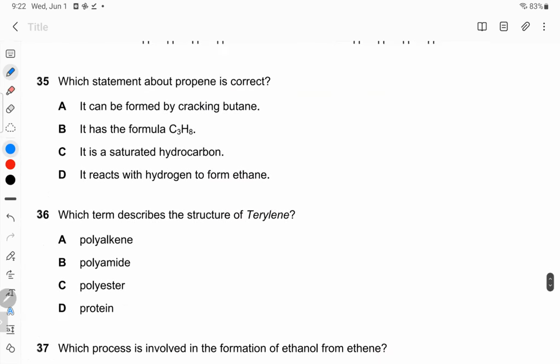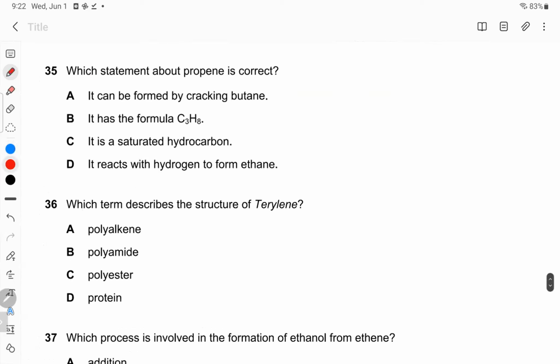Question number 35. Which statement about propene is correct? Propene is C3H6, which means it is an alkene. It can be found by cracking butane. Yes, butane has more carbon, so it can be cracked and broken down to form propene. So it can be correct.